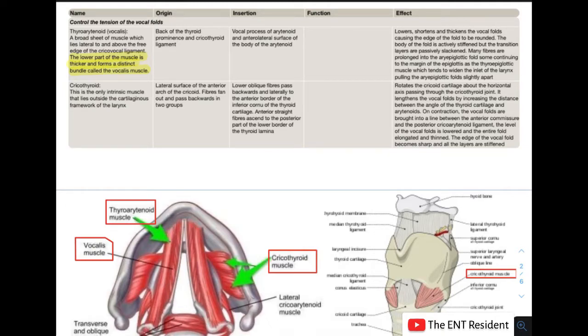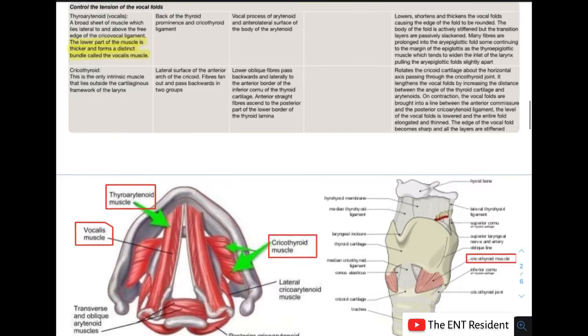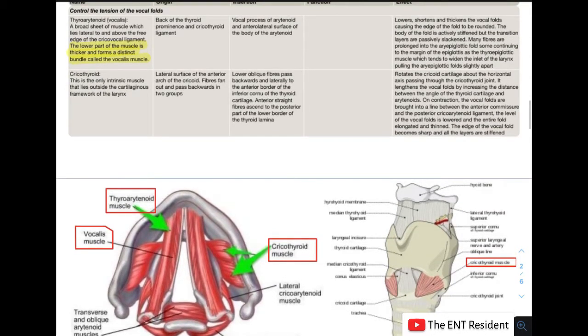So, when we are discussing the origin, this vocalis muscle takes origin at the back of the thyroid prominence and the cricothyroid ligament. As you can see over here, this is the vocalis muscle. It gets inserted into the vocal process of the arytenoid and the anterolateral surface of the body of the arytenoid, right over here. So, this muscle is the vocalis muscle, which is a part of the thyroarytenoid muscle.